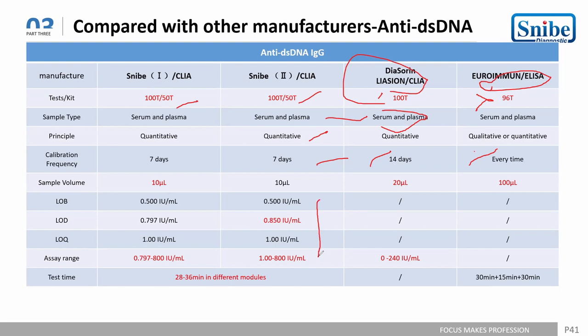On the basis of that, we have a broad measuring range of 1 to 800 IU per ml as compared to 0 to 240 IU per ml. So the test time for our assay is 28 to 36 minutes in different models, while for the Diasorin, it's not reported. I'm not sure what the time for the Diasorin is, but most probably it is more than a 60 minute assay time as far as I know.